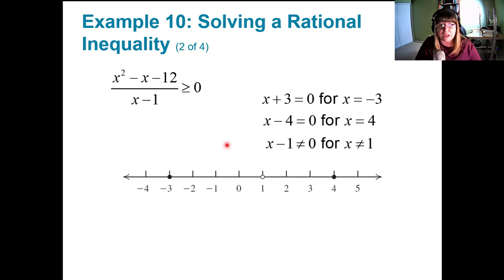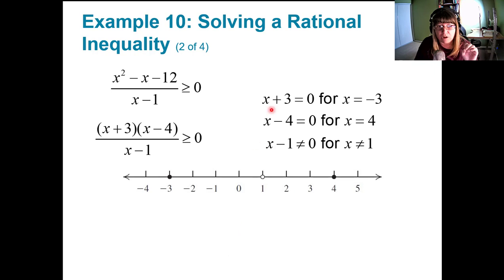All right, now that I've factored the numerator, I get my key points. My critical points are going to be when x plus 3 equals 0, I get x equals negative 3. When x minus 4 equals 0, I get x equals 4. And keep in mind, x minus 1 equals 0 would give me 1, but I can't include 1 because 1 would make the denominator 0. So I'm going to put an open dot and not include 1 where the denominator value is.